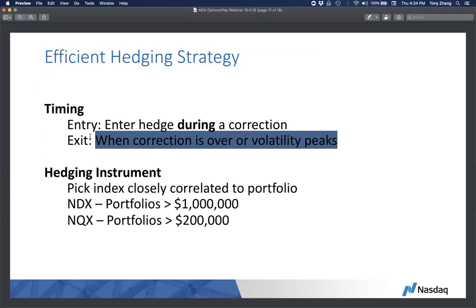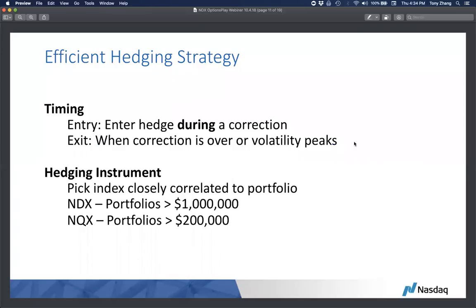Or for those of you that are a bit more familiar with looking at fear indices like the VIX or the Nasdaq VIX, you're familiar with volatility peaking very quickly, and then it forms this very sharp peak. So when that volatility peaks, those are usually good times to exit a hedge. So these are the types of things that you want to look for: entering a hedge when you feel the market is starting to correct, and exiting a hedge as soon as volatility peaks. That's usually a good indication that it's time to get out of your hedge.